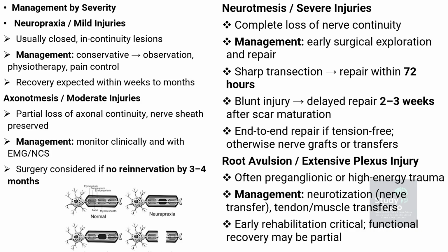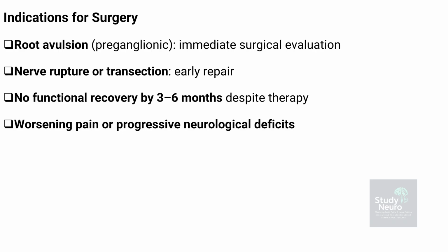In the most severe cases, like root avulsions, reconstruction with nerve or tendon transfers and early rehab gives the best chance for function, though full recovery isn't always possible. Surgery is considered when there is clear evidence of severe nerve injury. Injuries involving root avulsion require prompt surgical evaluation because spontaneous recovery is unlikely.